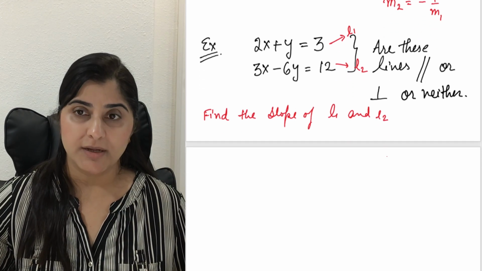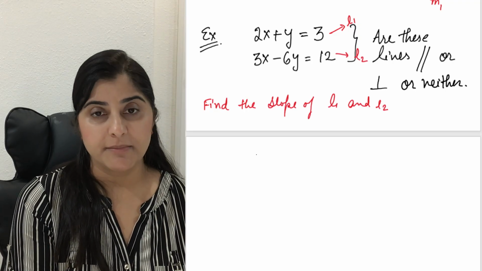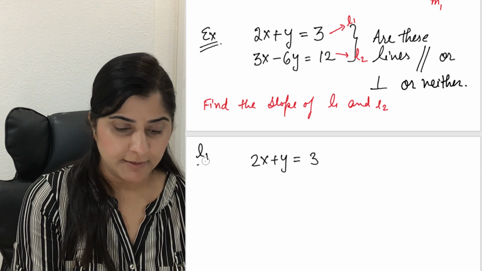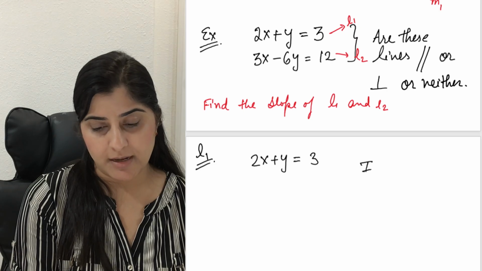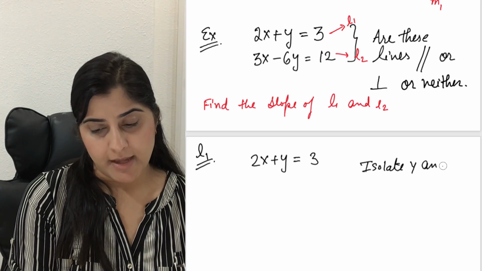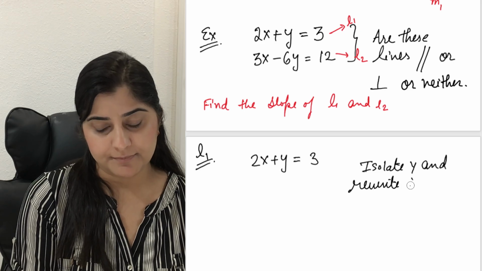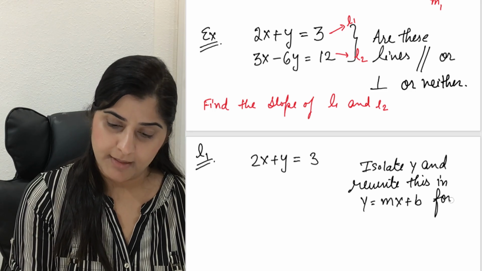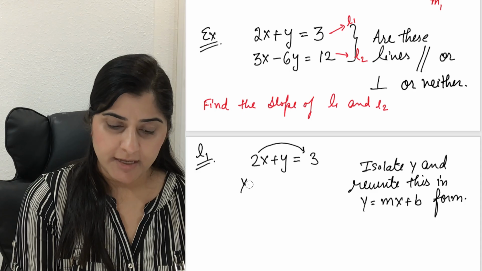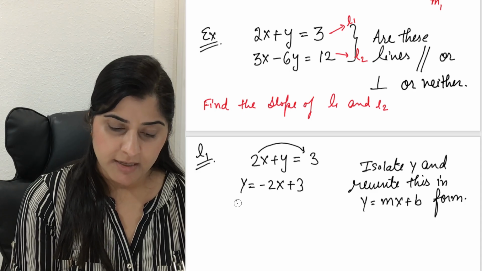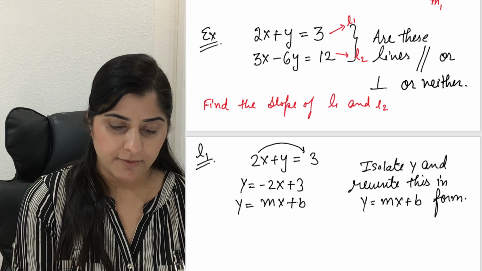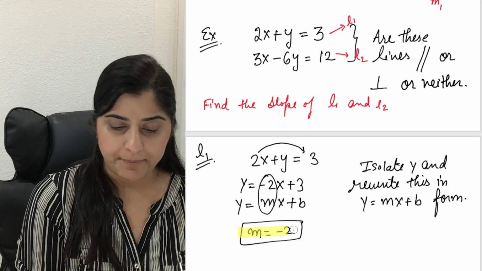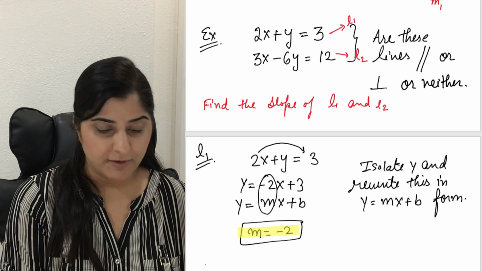So to find the slope of L1 and L2, we have to rewrite them in y is equal to mx plus b form. So 2x plus y is equal to 3. This is L1. So isolate y and rewrite this in y is equal to mx plus b form. So move this 2x to the other side, we get y is equal to minus 2x plus 3. So this is y is equal to mx plus b form. And you can say that the slope of this line L1 is minus 2. Clear? Now similarly, we will find the slope of L2.